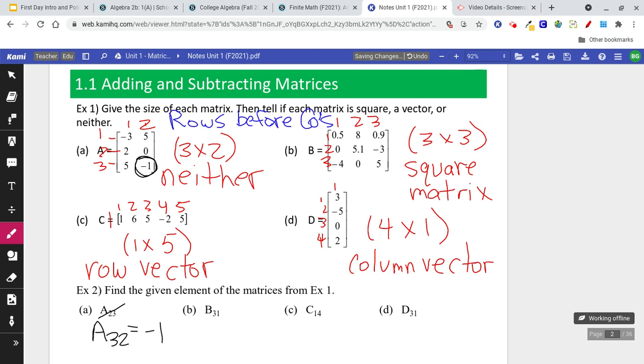So when they say B31, all you have to do is find matrix B, row 3, column 1, that's this element right here, -4. B31 is -4. C14, matrix C, first row, fourth column, -2. D31, go to matrix D, row 3, column 1, is this 0 right here. Simple enough.